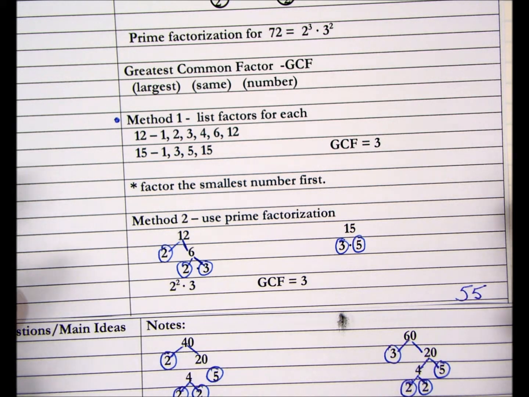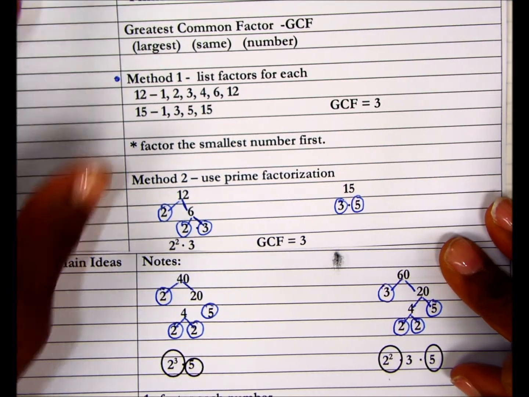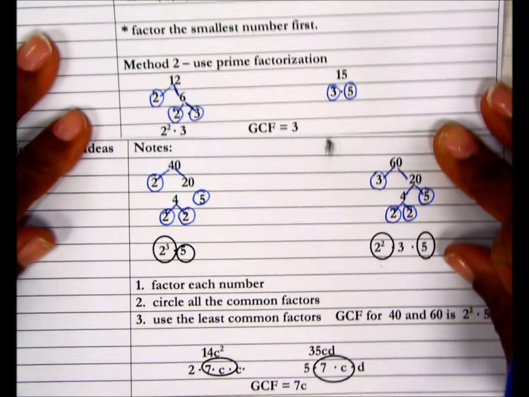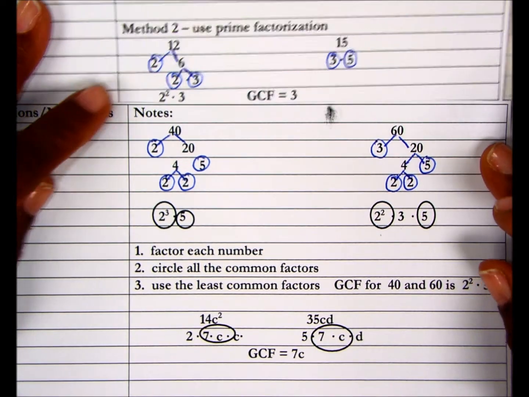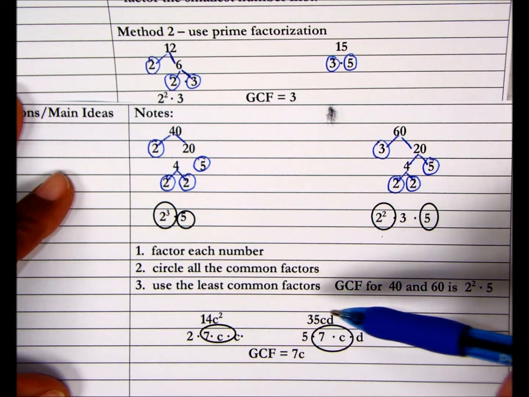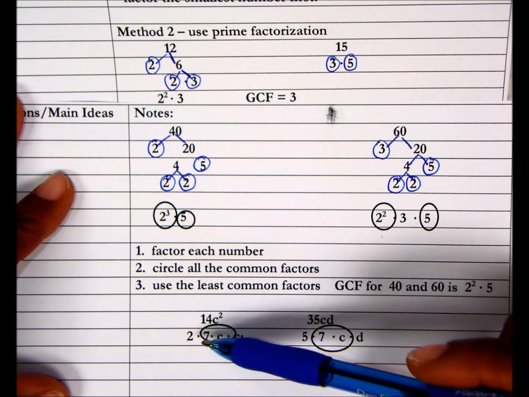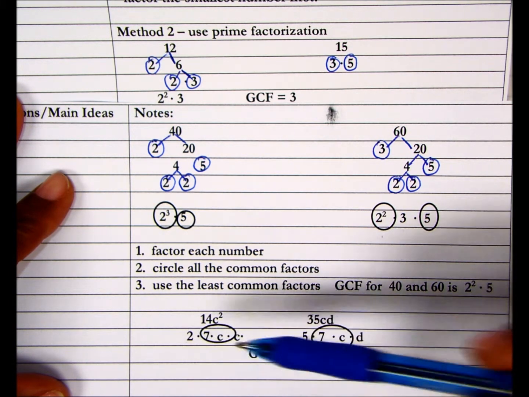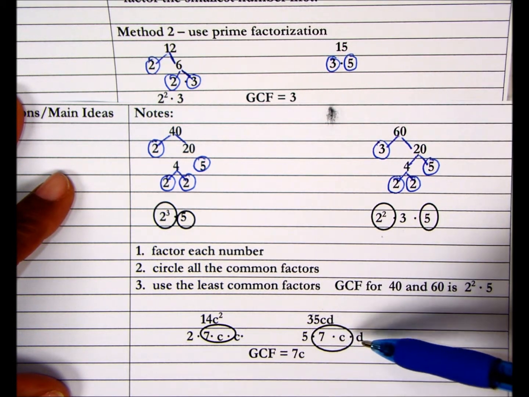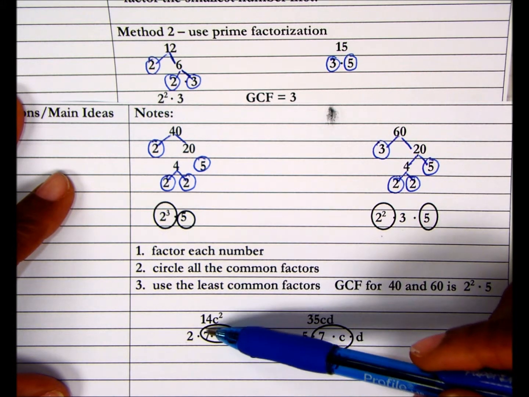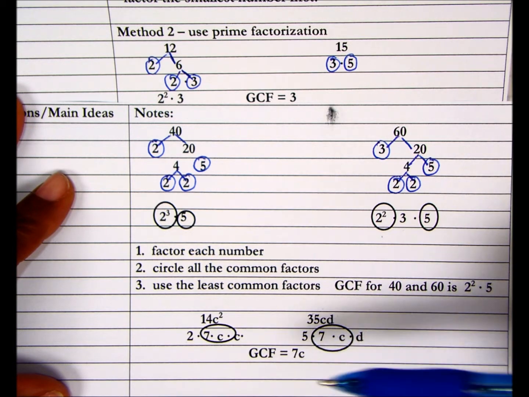Now let's look at ones that have variables. All right, so this is 14c squared and 35cd. So 14 factored down to 2 times 7 times c times c. 35 factored down to 5 times 7 times c times d. What they have in common is 7c. So therefore, its greatest common factor is 7c.